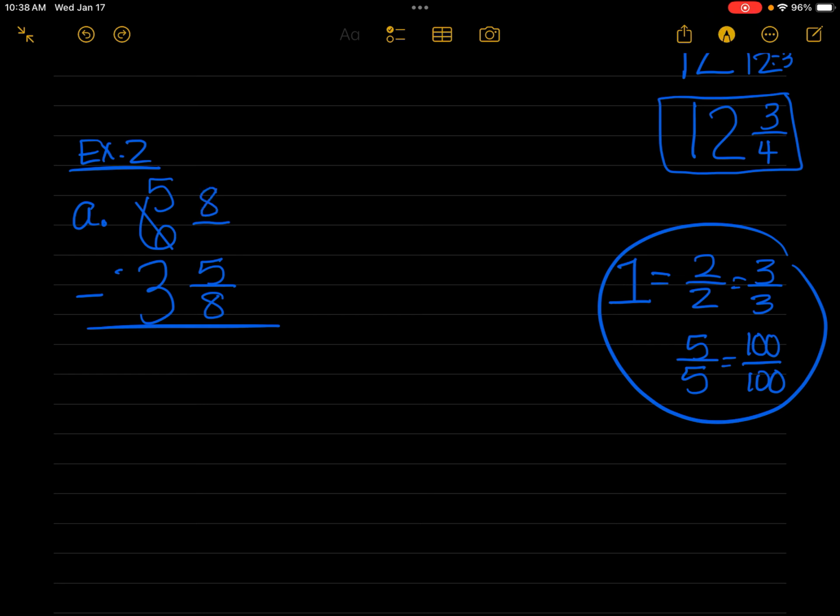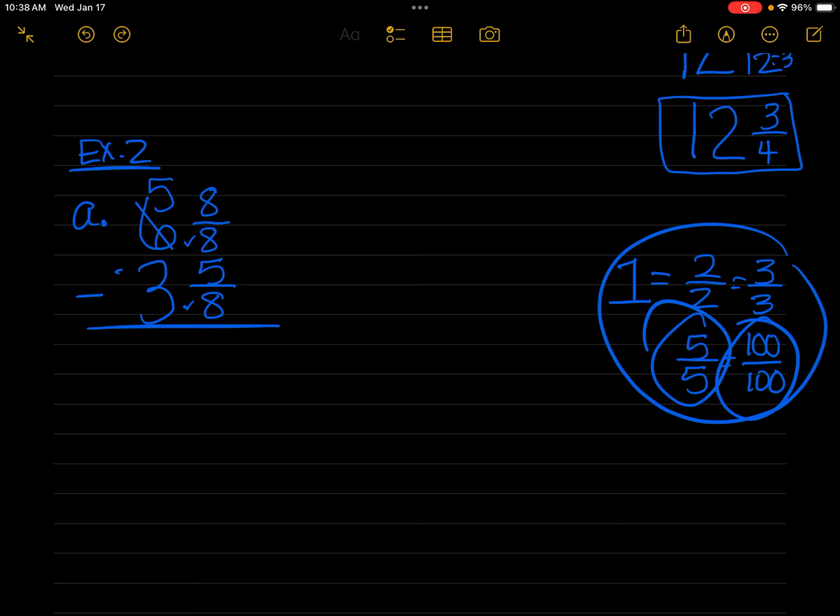So I'm going to make it 8 over 8. Why did I pick 8 over 8? I could have picked 5 over 5 or 100 over 100. The reason I picked 8 over 8 is because I want them to have the same denominator. Because we can only subtract or add when we have the same denominator. So I made that 1 that I borrowed into 8 over 8. So now I have 5 and 8/8, right? That equals 6. Now I can subtract.